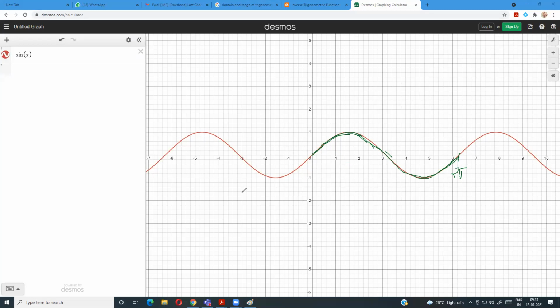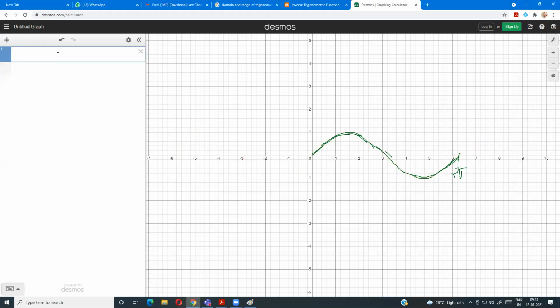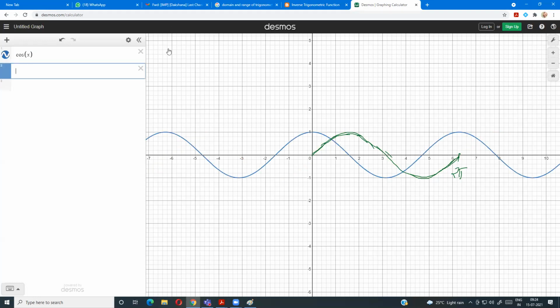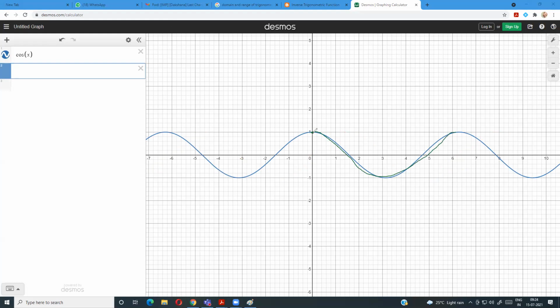The same case holds for any other trigonometry function. You can see cos x. Look at the graph, from 0 to 2 pi, this green portion is one cycle. After that, again the graph is repeating. That is why we say cos is periodic with period 2 pi.